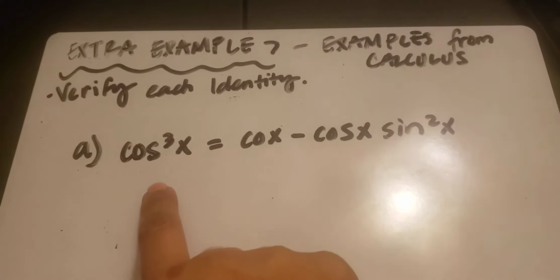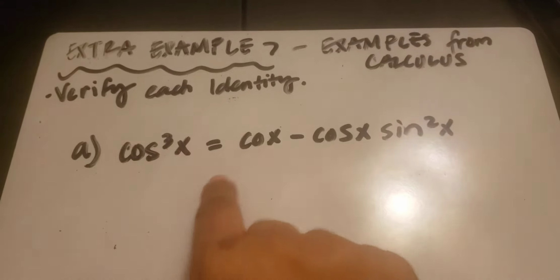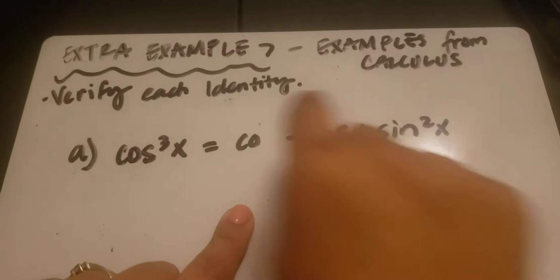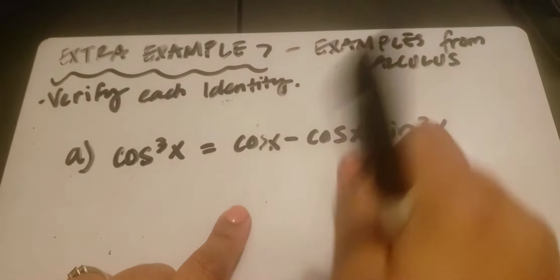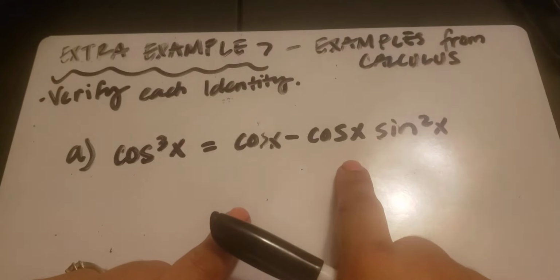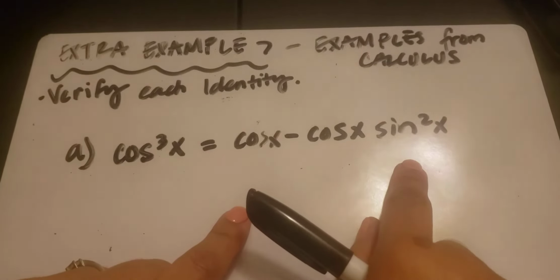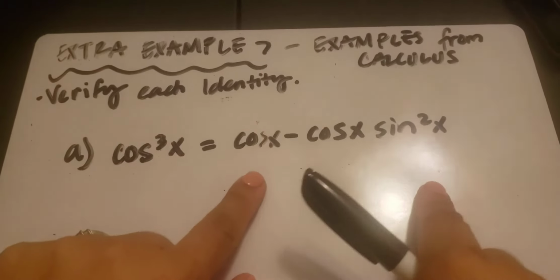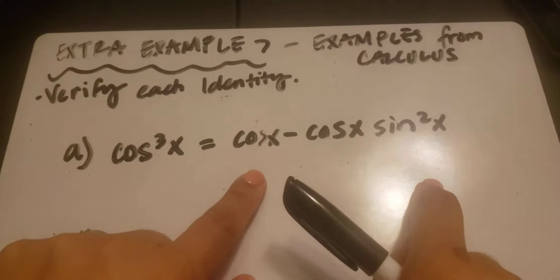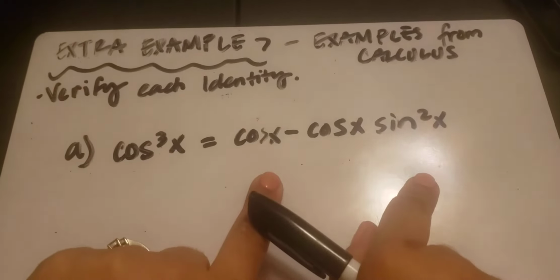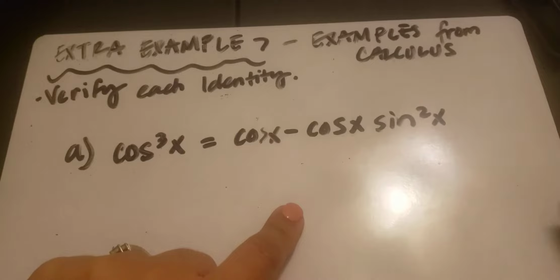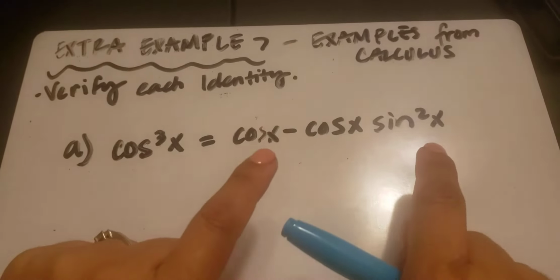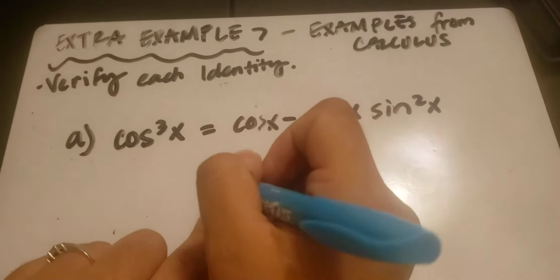We're going to simplify cosine cubed of x, and we want it to equal, oops, that was supposed to be cosine of x, sorry. Cosine of x minus cosine of x times sine squared of x, okay? So this has to match that. And I know there's more things to work with here, which is perfectly fine. You can either work with the left-hand side or the right-hand side. That's completely up to you, okay? So I'm going to go ahead and work with the right-hand side this time, okay?